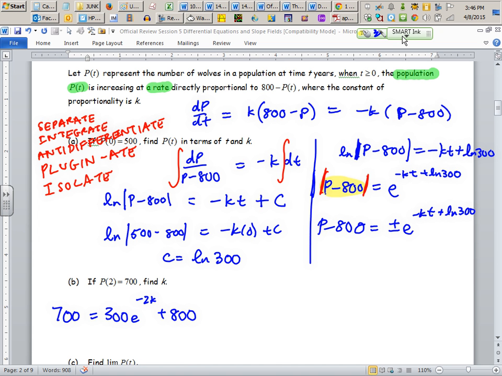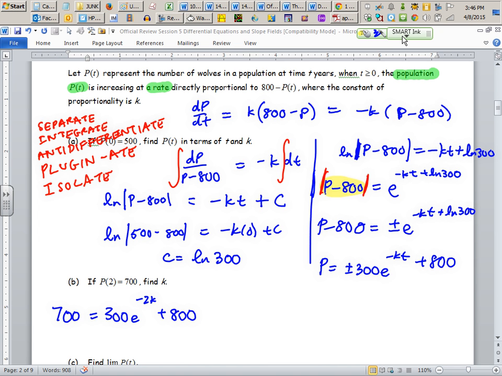Which one should we trust? Positive or negative? Should we call it positive or negative 300 e to the negative kt plus 800? Which one's correct? So this is where you might need to actually look at your initial condition one last time. We use the initial condition to get the c value, but we're not quite done with the initial condition until we've chosen between plus and minus. Okay? So which makes more sense?